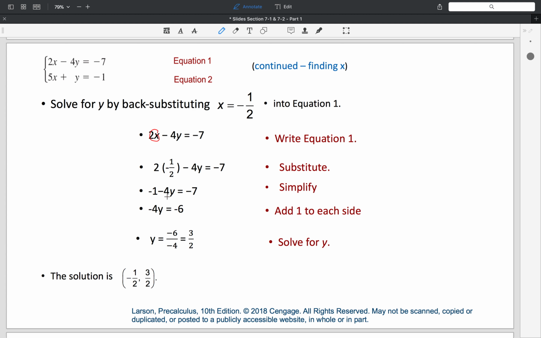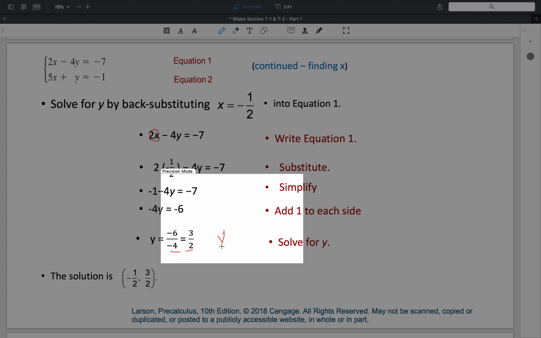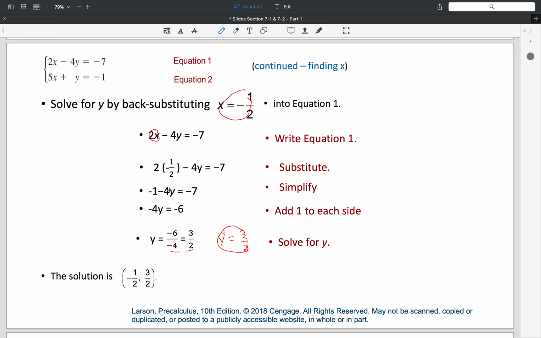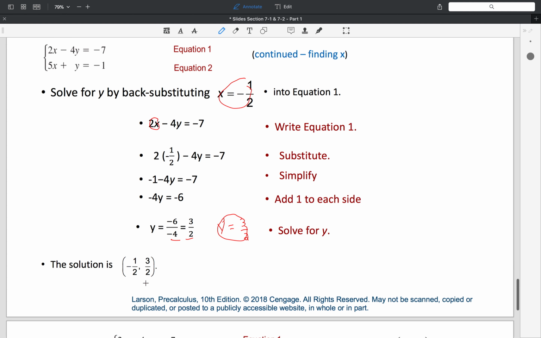I get minus 1 minus 4y is equal to minus 7. I add 1 to each side to get rid of this term. Minus 4y is minus 6. Divide each side by minus 4, and I solve for y, and I get y is equal to 3/2 here. So I get y is equal to 3 over 2. Up here, I had x is equal to minus 1/2. So that's my solution. Okay.